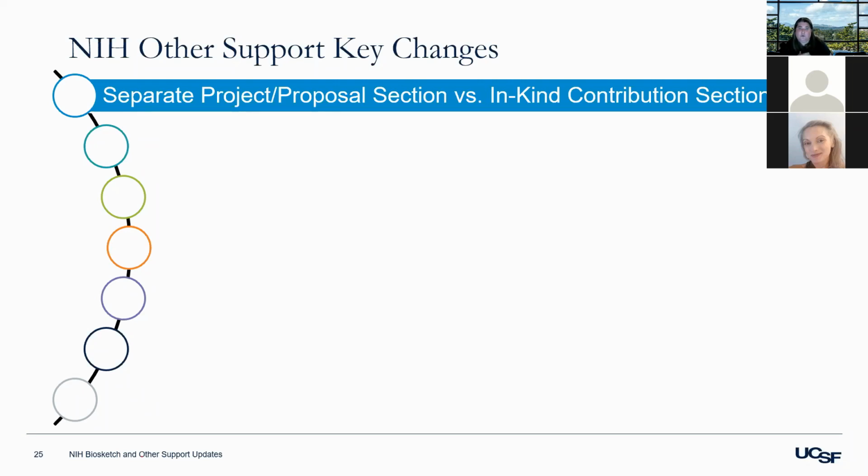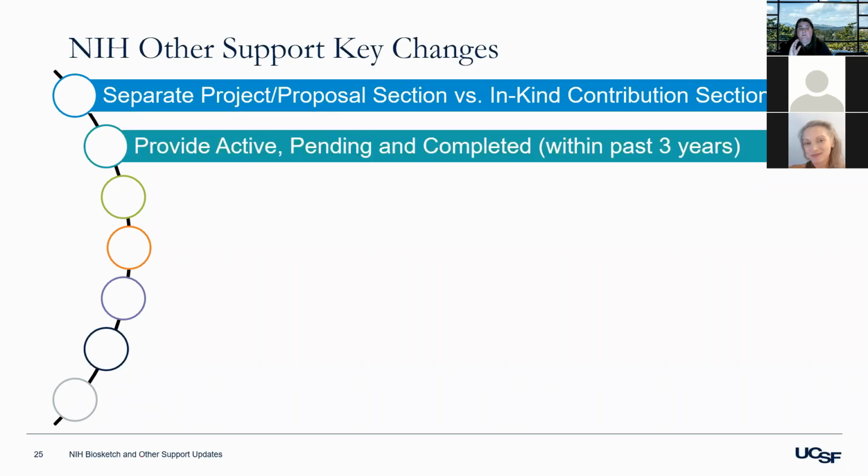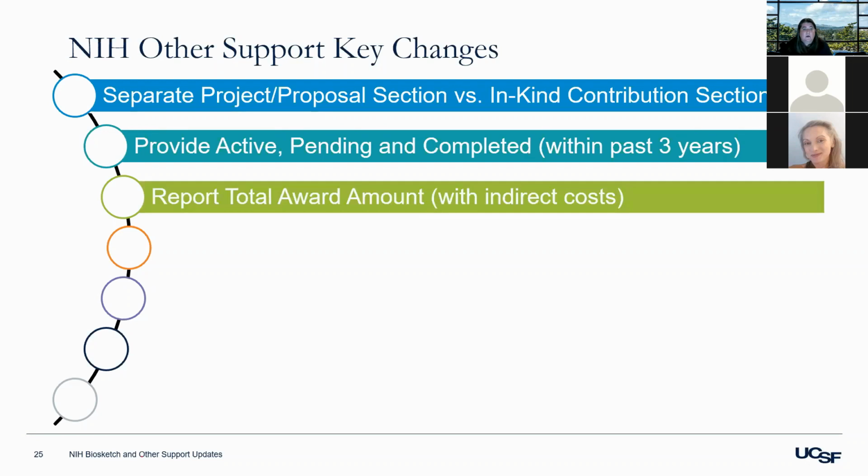Once again, we're going to go through all of these in more detail in the future slides. NIH wants you to provide active, pending, and completed within the past 3 years. That is new. In the past, we've had a just-in-time version of other support that was active and pending, and then we had an RPPR version of other support that was active and inactive, which was just things that had ended within the last year. So that's no longer part of the policy. Now it's active, pending, and completed within the last 3 years. So that's new.